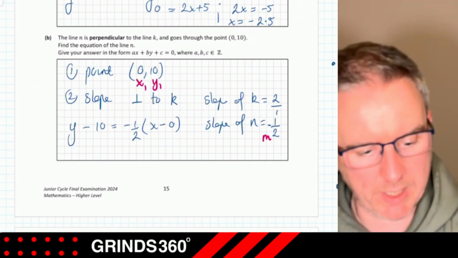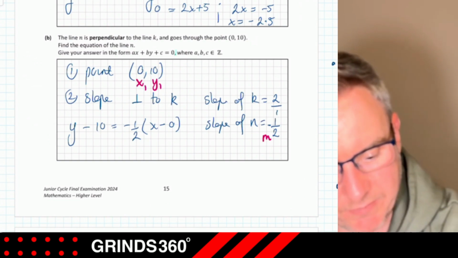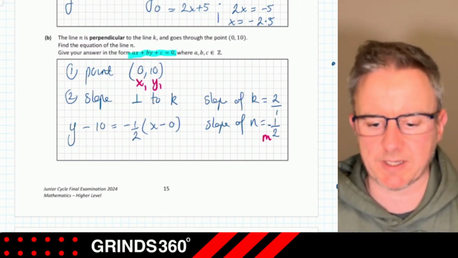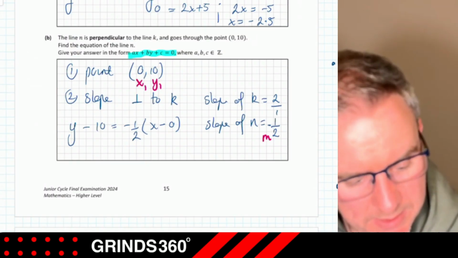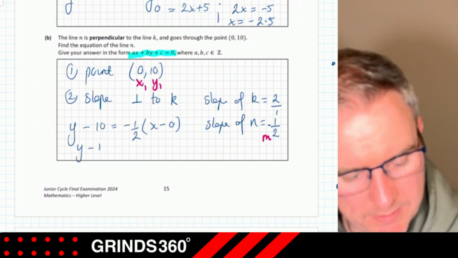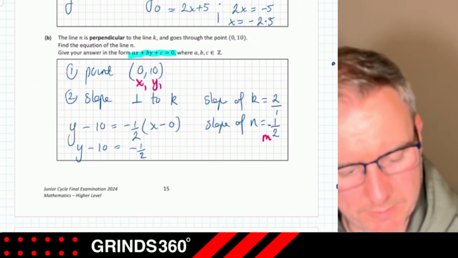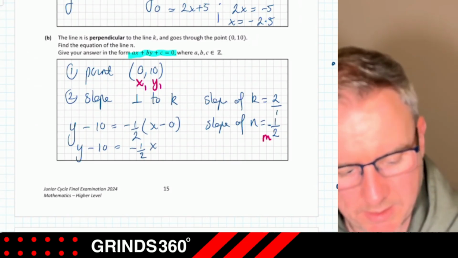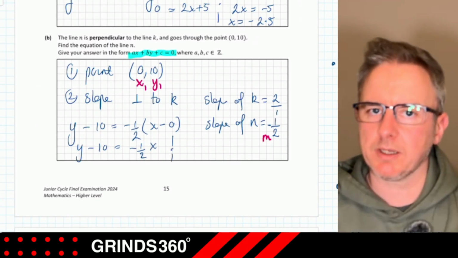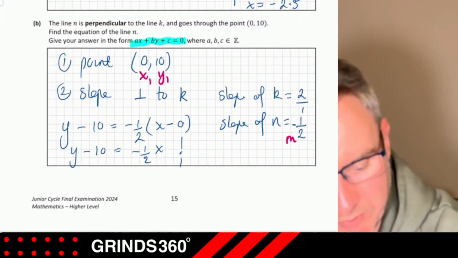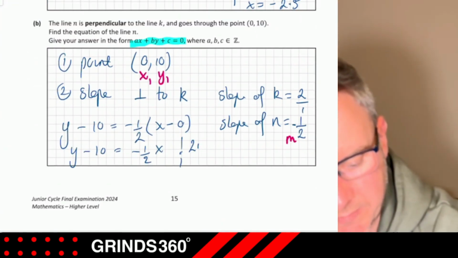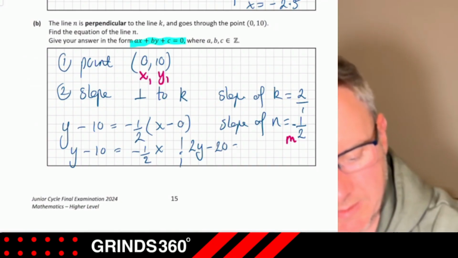Tidy it up, okay? Because it did ask to give our answer in the form ax plus by plus c. So what I would say is, look at what makes this slightly difficult, this fraction here. So -1/2 x. Just get rid of it for yourself. Multiply both sides by 2. So if you multiply both sides by 2, you're going to have 2y minus 20 is equal to -x.